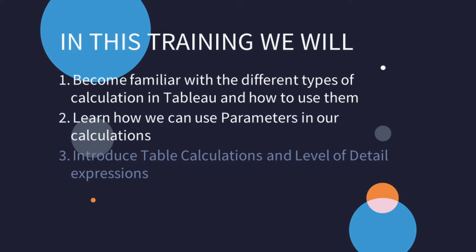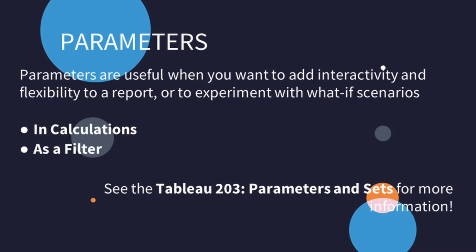Our next one is learning about how we can use parameters in our calculations. So what are parameters? Parameters are useful when you want to add interactivity and flexibility to a report or a dashboard. So suppose you're unsure which fields to include in your view or which layout would work best for your viewers, you can incorporate parameters into your view to let viewers choose how they want to look at their data. So this can be a user-generated value or be taken from an existing field.